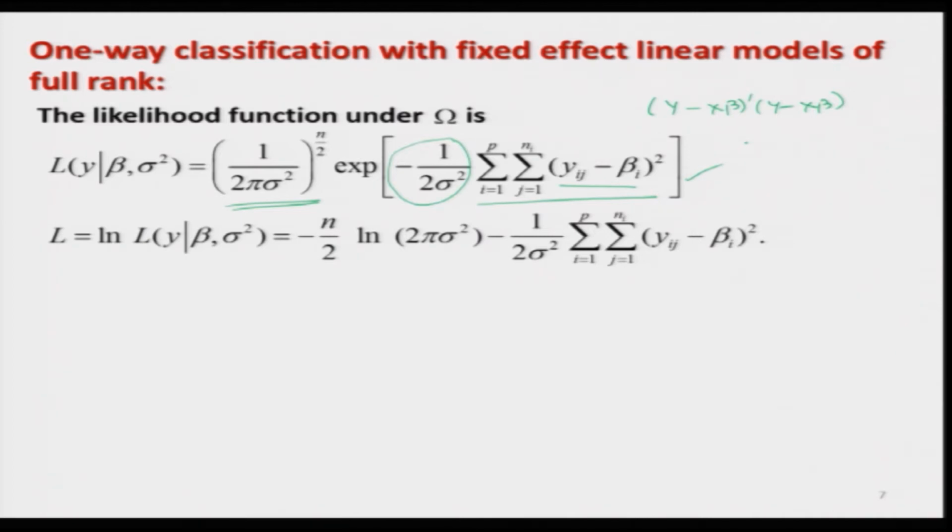Now, we want to find out the value of beta i and this sigma square, such that this likelihood function is maximum. So, we try to take its log. So, the natural log of this likelihood function is given by minus n by 2 log of 2 pi sigma square minus 1 over 2 sigma square double summation i goes from 1 to p, j goes from 1 to n i, y i j minus beta i whole square, and I indicate it by capital L. Now, what you have to do? You need to find out the maximum likelihood estimator of beta i and sigma square. Once you obtain them, and replace beta i by its estimator and sigma square by its estimator, then this likelihood function is going to be maximized.